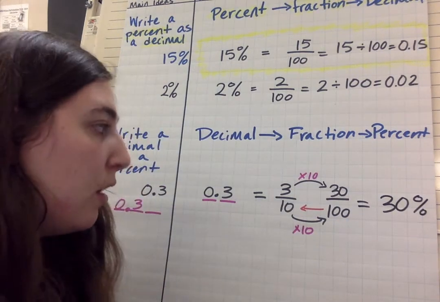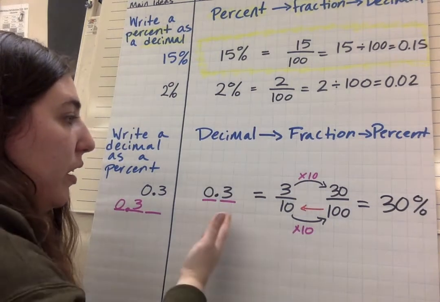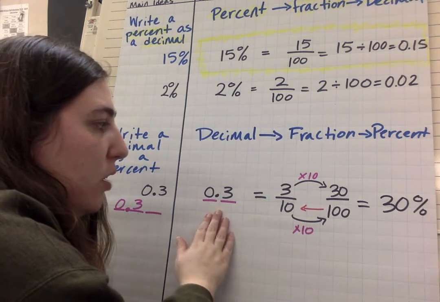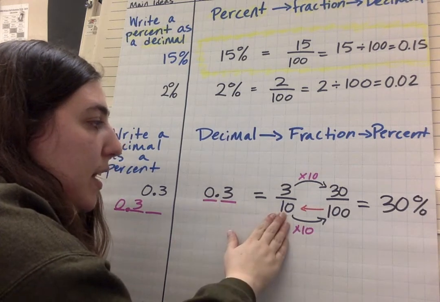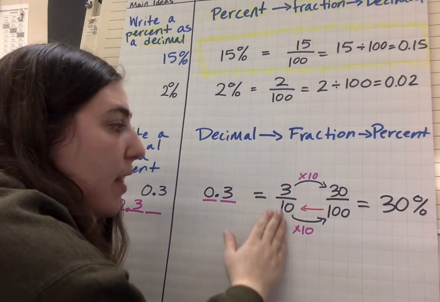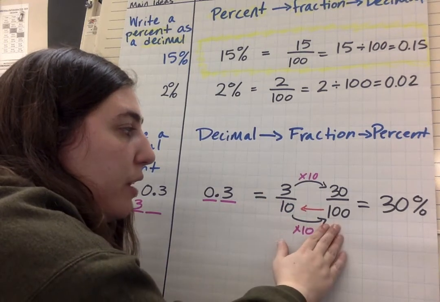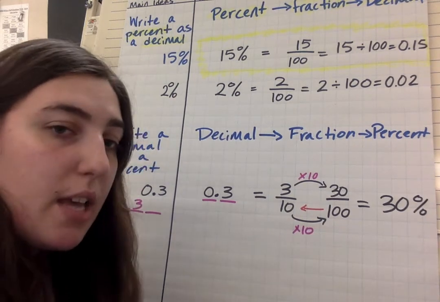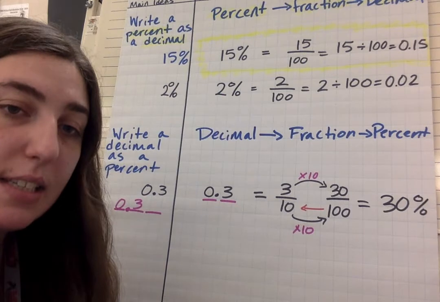Again, saying 30 out of 100 here is the same as saying 30%, because percent still means out of 100. Okay, so in order to go from decimal to percent, we first started with the decimal, used the place value chart to get our fraction. From our fraction, we needed to make sure that it was out of 100. Once we get it to be out of 100, then we can get our percent. Okay, last example.